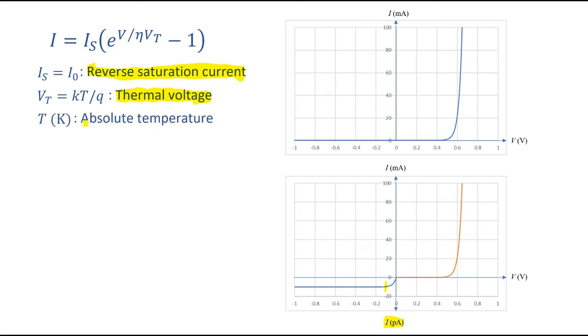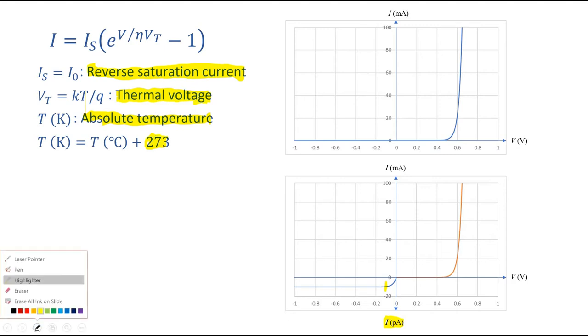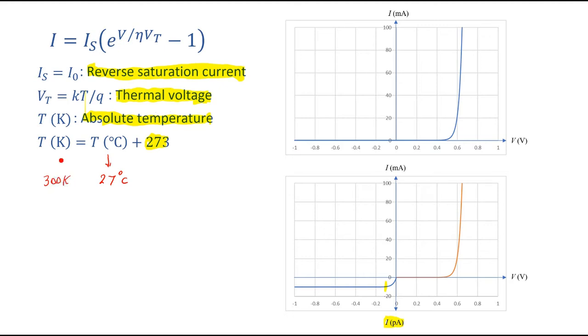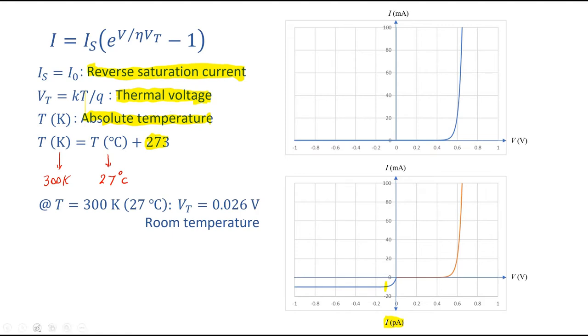T is absolute temperature with unit of Kelvin, which is about 273 more than degrees Celsius. So, if you want to calculate the absolute temperature at, say, 27 degrees Celsius, we need to add 273, and we will have 300 kelvins. The value of VT at 300 Kelvin or 27 degrees is 0.026 volts or 26 millivolts.